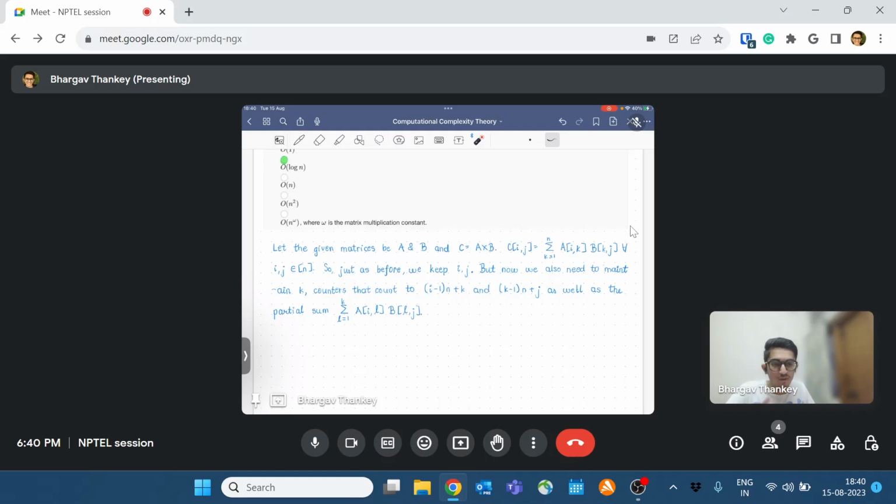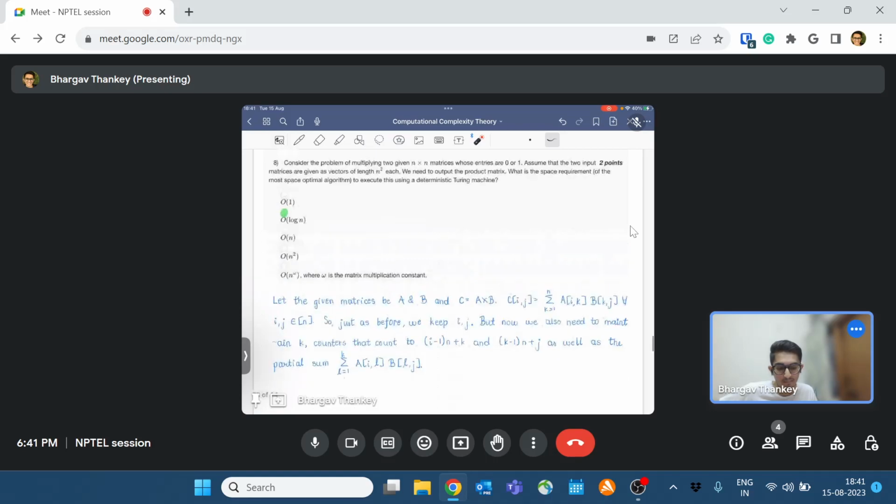Suppose the sum were to blow up. Let's say the value of the sum became 2 to the n. Then you would need order n space, right? So what we need to do is somehow bound the space required by this. One way to do this is to bound the value of this sum. So can you upper bound the value of this sum?